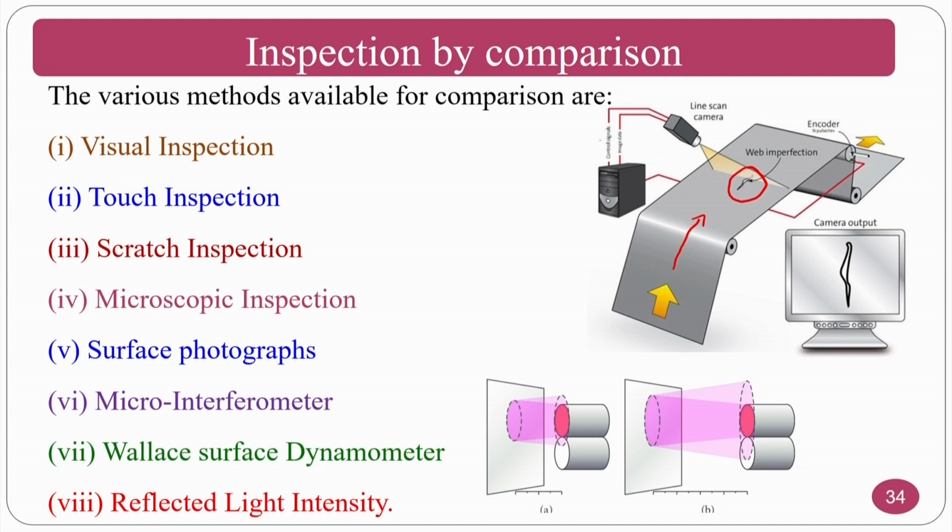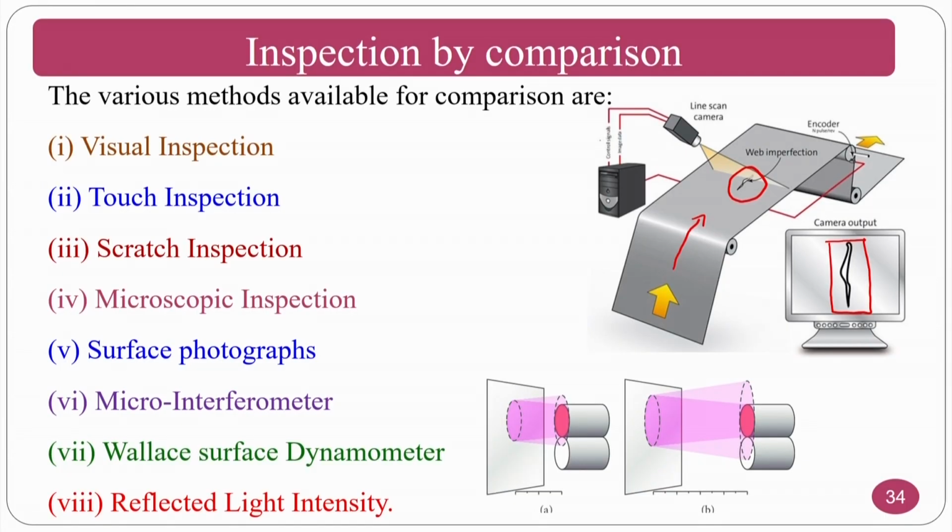And the same thing, camera output will be there, and you can see here what will be the image of that. Based on this, the person who is sitting at the computer, or automatically a robot system or something, will select whether the part is acceptable or not acceptable. And there are other methods also.